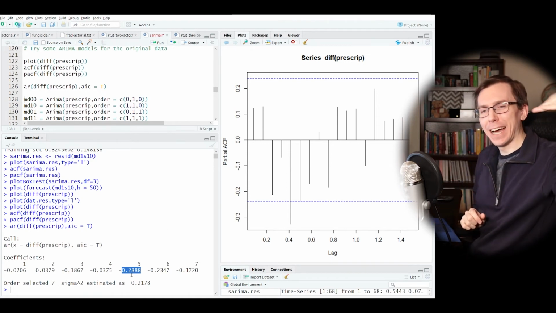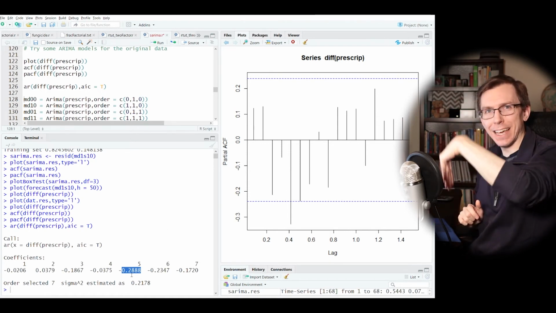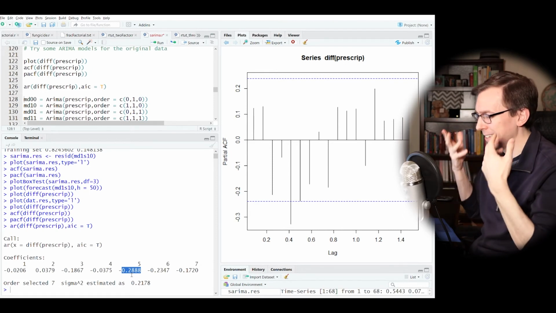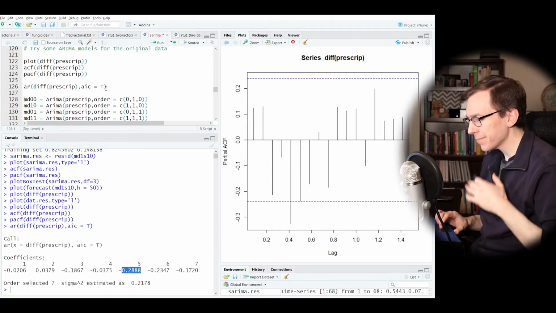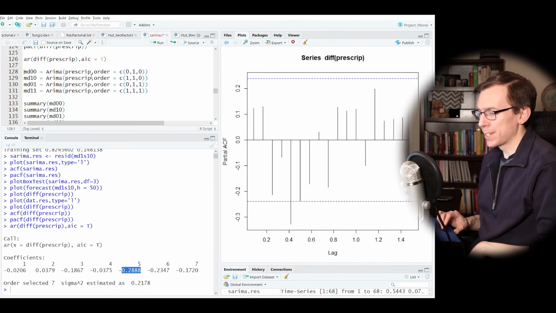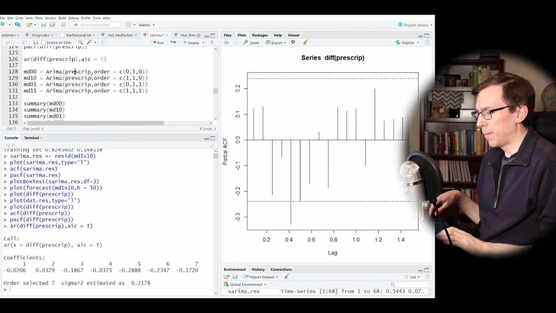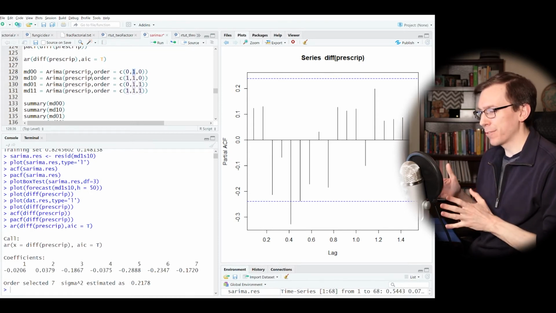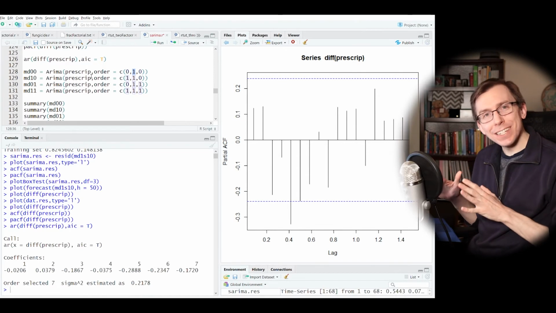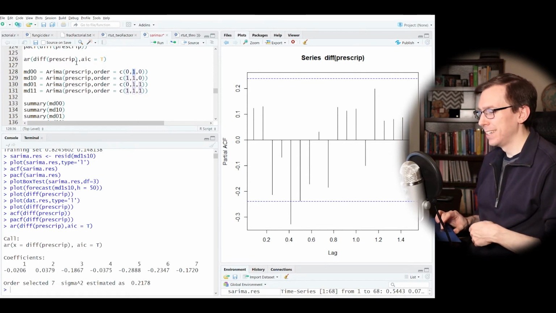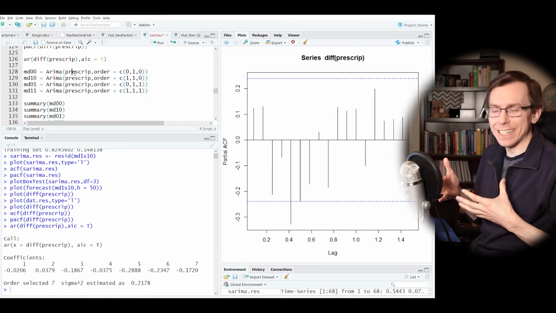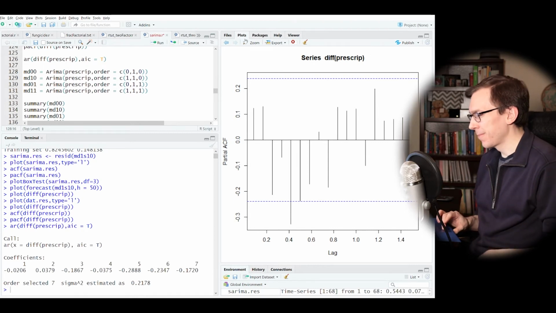It's negative, so it would kind of be like go down at 5, go up at 10, go down at 5, go up at 10, if that makes sense. Anyway, it never hurts to fit a bunch of models and just see what they do. So I'm going to fit a couple models. The first one is just a first difference.